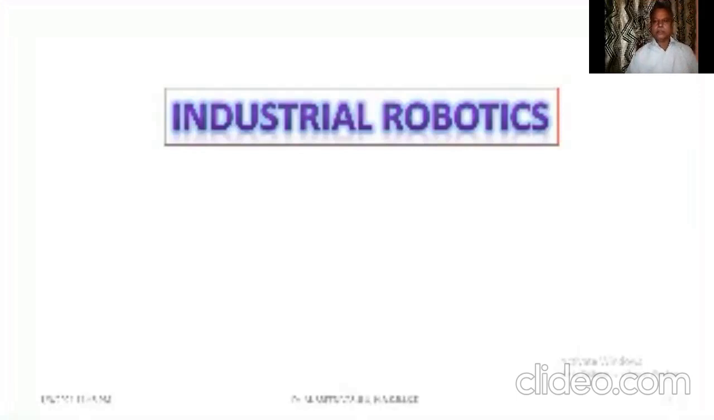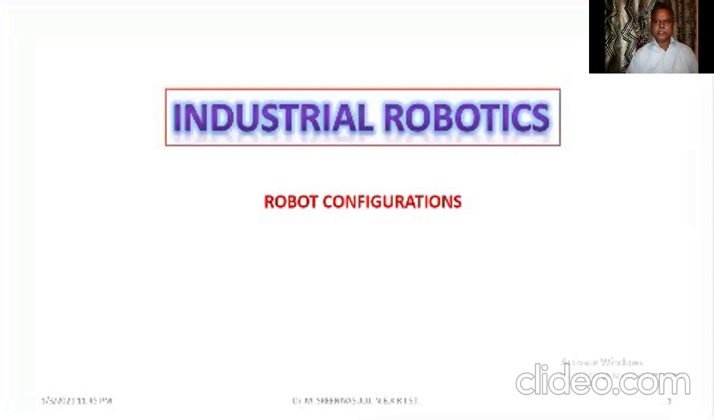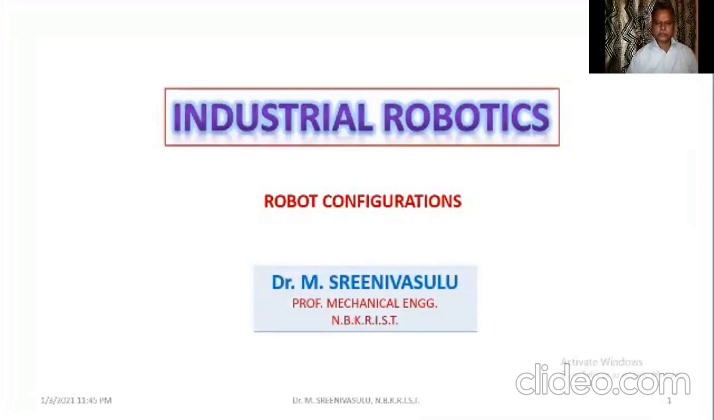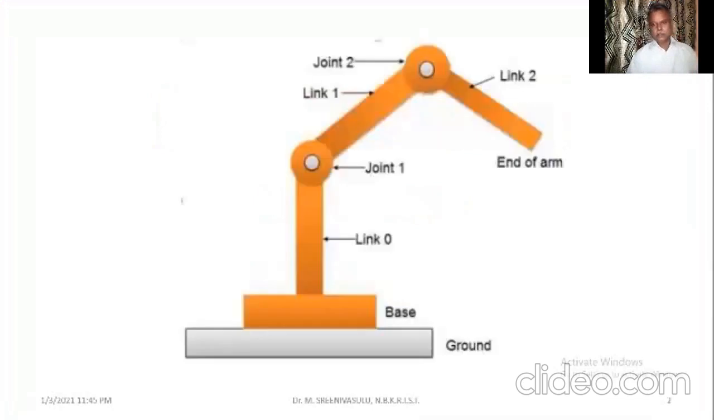Now under this we are going to cover, or we'll have discussions on robot configurations. So this image we have already seen, wherein you have the base being attached to the ground, link 0, 1, 2, or maybe 1, 2, 3, end of arm. At that location, the wrist is going to be attached.